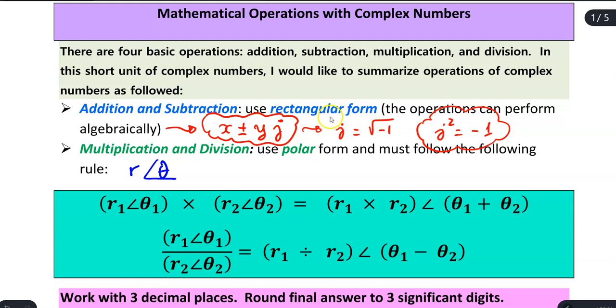As you know, you can use your calculator to convert between rectangular form and polar form. Polar form of a complex number consists of the modulus and the argument. The argument in this case is measured in degrees.